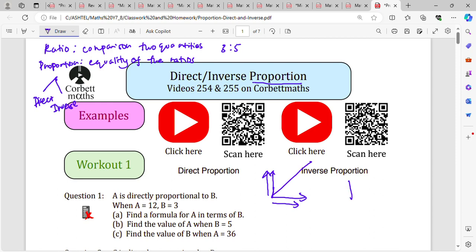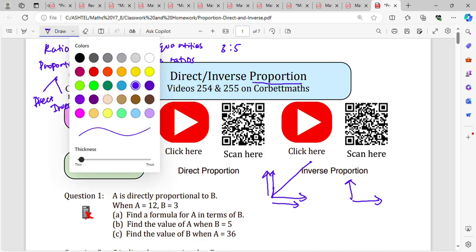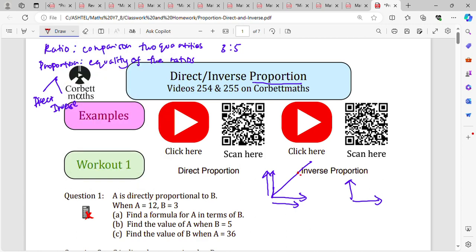It also looks like this if one side is decreasing. Let's use another color. If this side is decreasing, this side is also decreasing. That is also direct proportion.